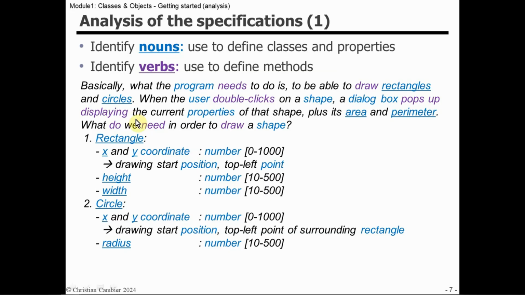Again, it's not always easy to go after the necessary properties and methods. It's not exact science. So here we are. We have identified nouns, we have identified verbs, and I'm not going to consider area and perimeter as properties since they will be calculated. In other words, I'll consider them as two verbs, get area and get perimeter.